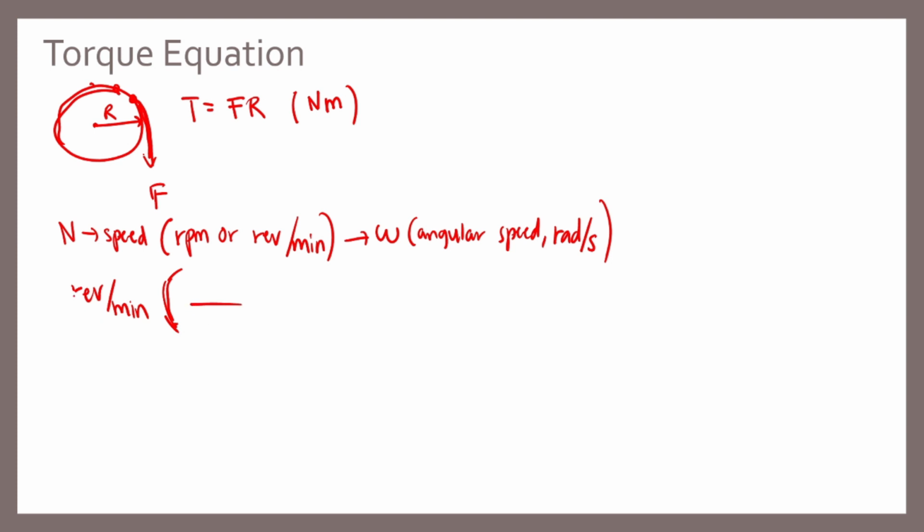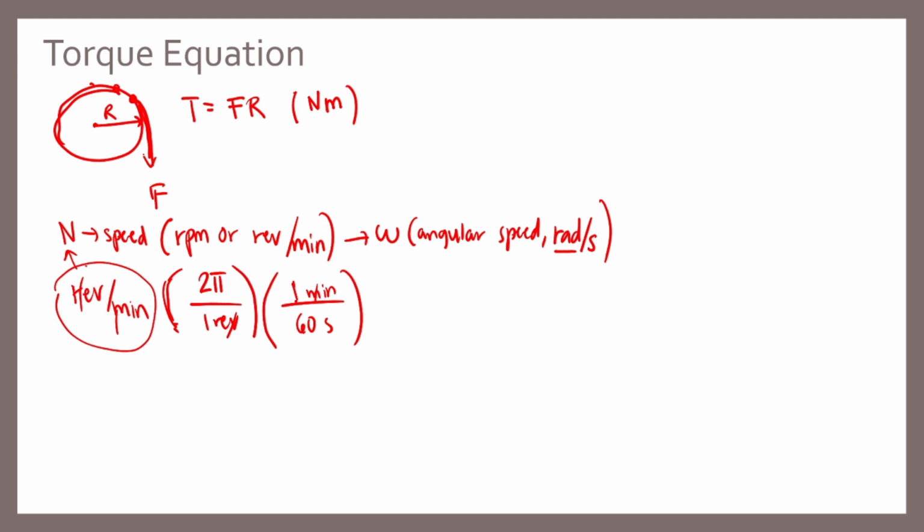In one revolution, to cancel out the revolution, you put it below. So one revolution is 2 pi, which represents the radians. 2 pi is one complete revolution of a circle. Next is 1 minute, 60 seconds. So cancel out the minutes and also the revolution. What remains is 2 pi over 60, and revolutions per minute is N. So N multiplied by 2 pi divided by 60 is already the angular speed in radians per second. So angular speed is equal to N times 2 pi over 60, or rearranged, 2 pi N over 60.